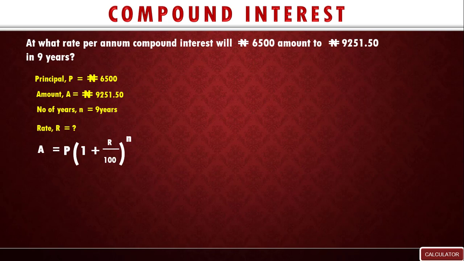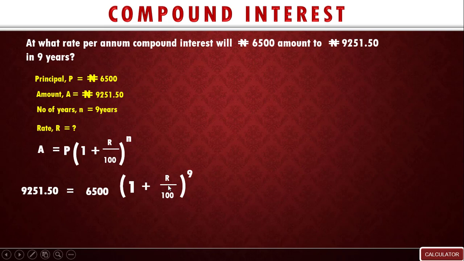So let's fix in the values. Our A is 9251.50 equals to, then let's fix in P. Our P is 6500, then open bracket, then 1 plus, since we are looking for R, R over 100, then we close the bracket, and then our n is 9.